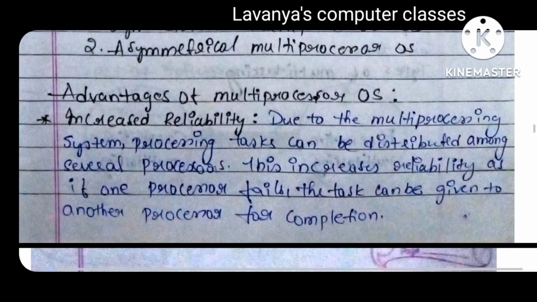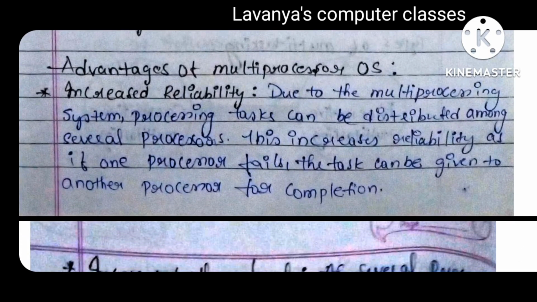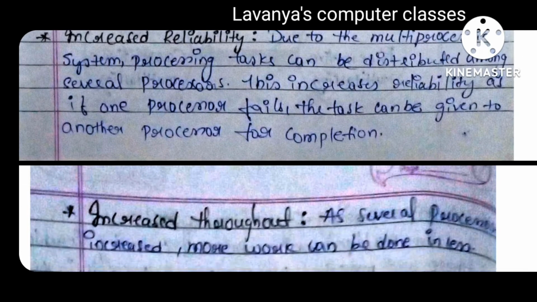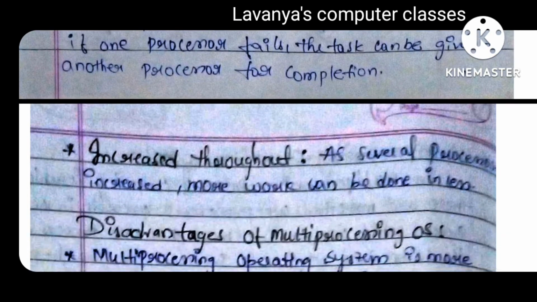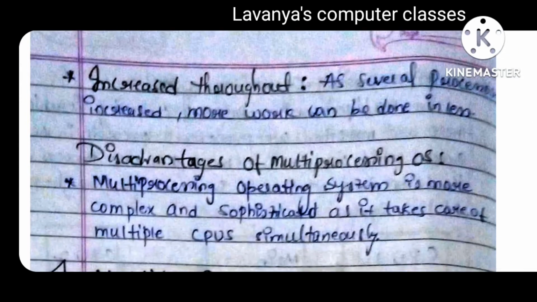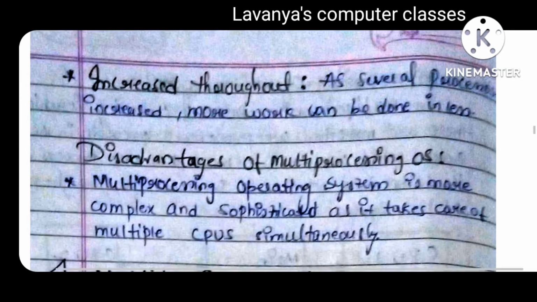Here these are the advantages. Increased reliability, increased throughput. These are the two advantages. And these are the disadvantages of multiprocessing OS.